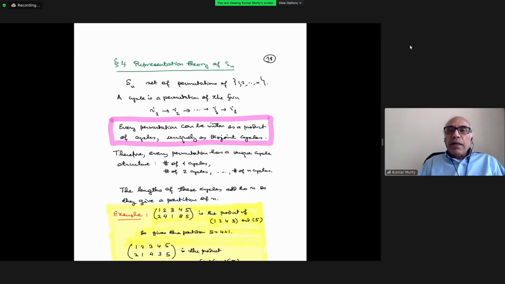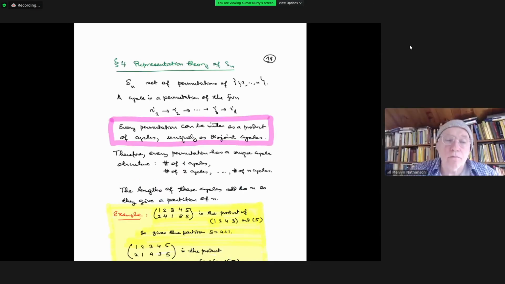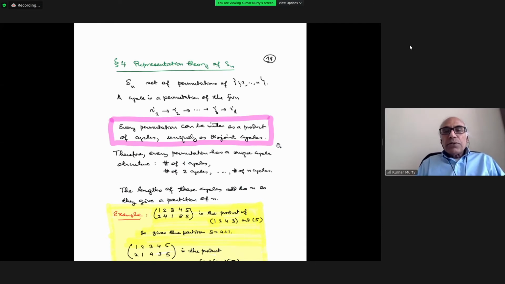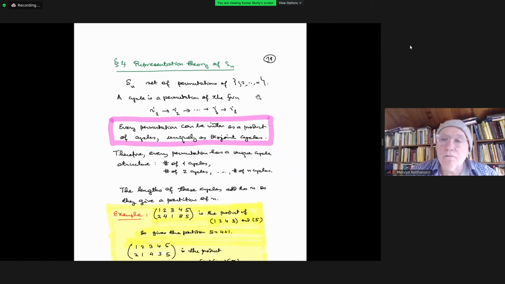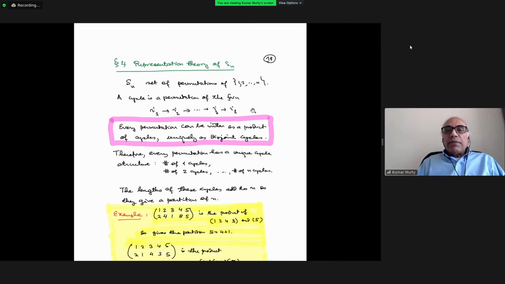Okay. So now let's come to the symmetric group. The symmetric group is, as you know, the set of permutations of 1 up to n. And you have cycles.